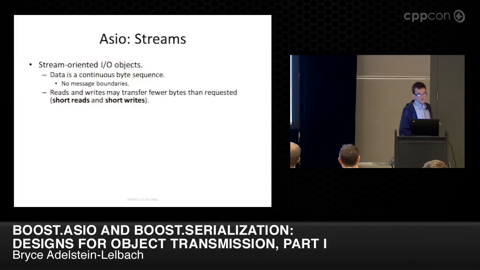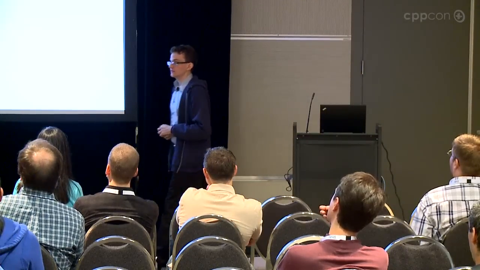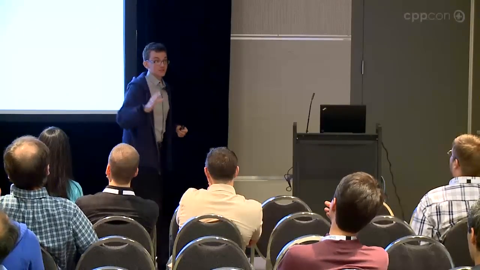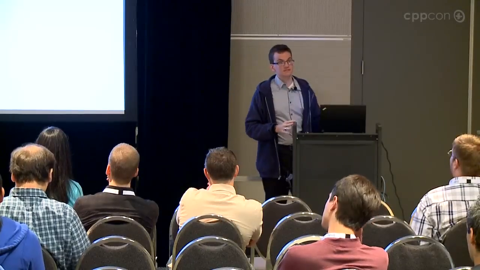So in Asio, you can have short reads and short writes. You don't have to read everything that's in the stream, and you don't have to write everything at once. So typically what you'll do is read the first part, like the message size, and then you read the message, because you know how large the message is going to be.